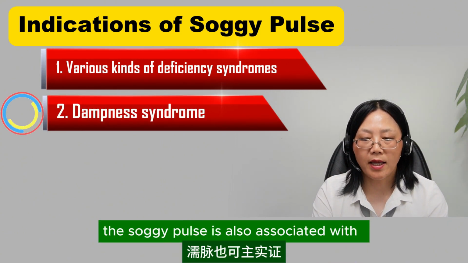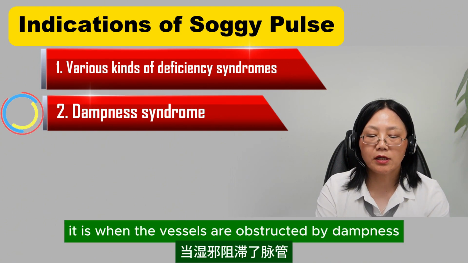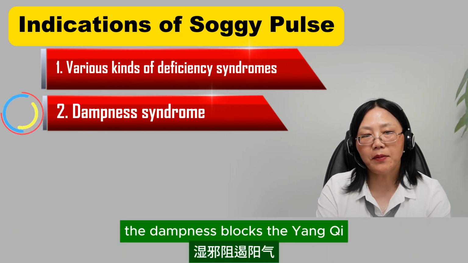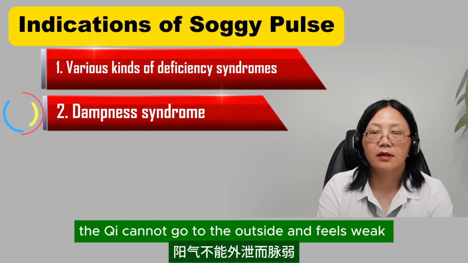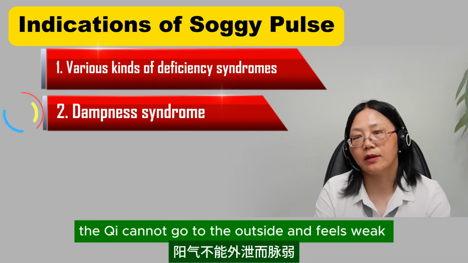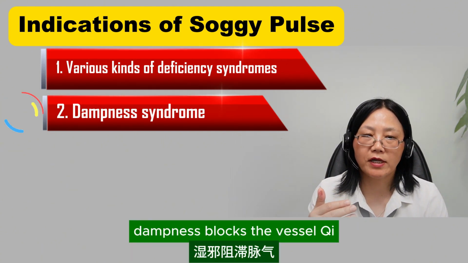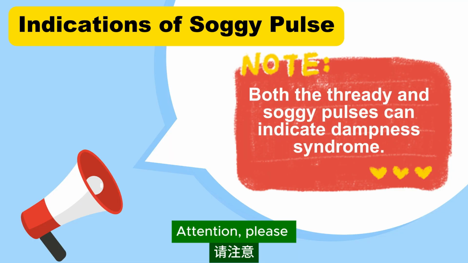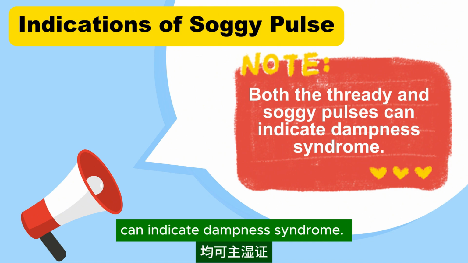However, the soggy pulse is also associated with the excess type. It is when the vessels are obstructed by dampness. The dampness blocks the yang qi. The qi cannot go to the outside and feels weak. The pathogen here is the dampness. The dampness blocks the vessel qi, so the vessels become very soft. Attention, please. Both the thready and the soggy pulses can indicate dampness syndrome.